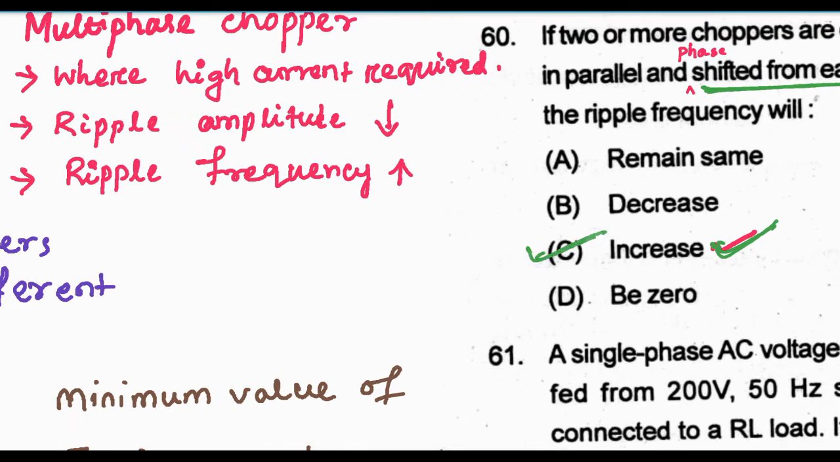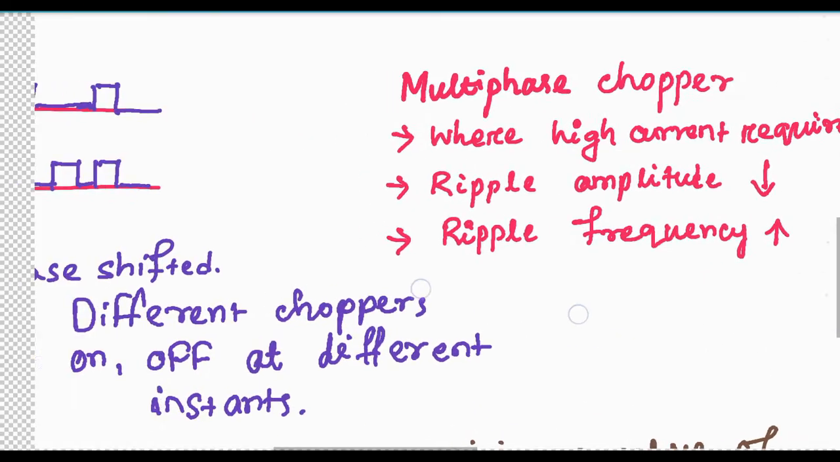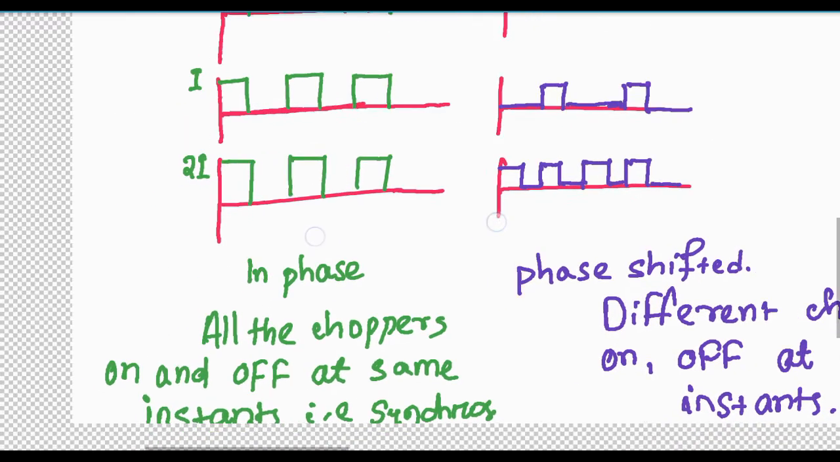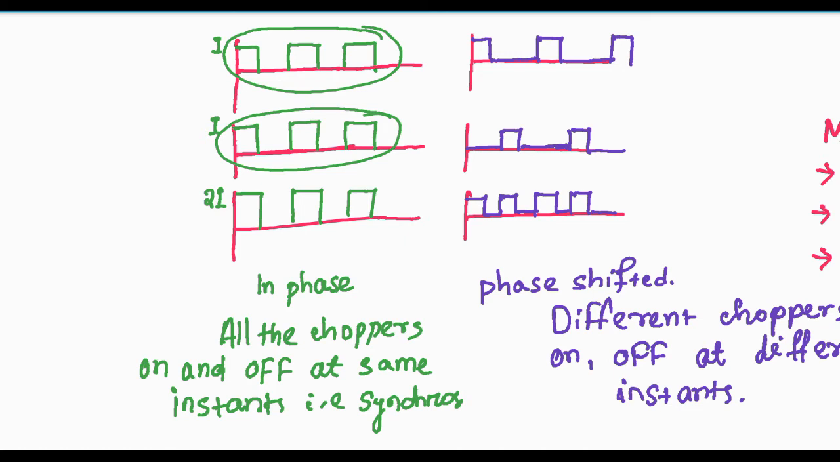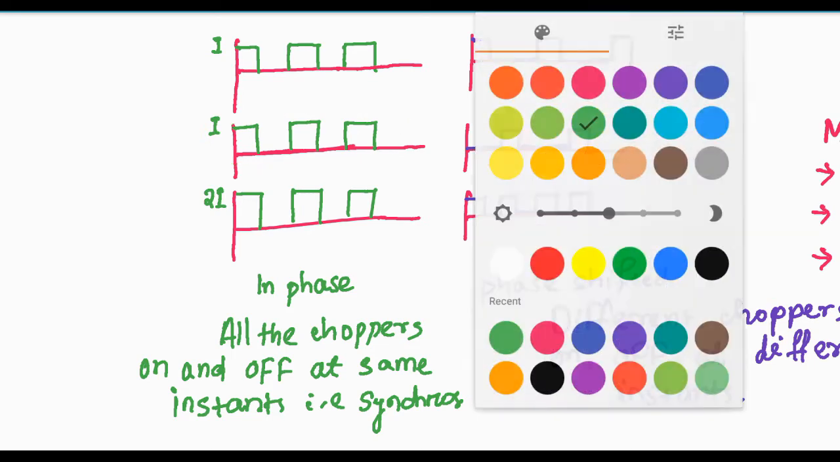Answer is option C. But we will see how it happens. So here are the explanations. In case of a multi-phase chopper, here one chopper output is this one, and another is this one, and both are connected in series, and the phase is not shifted. That means they are in phase.